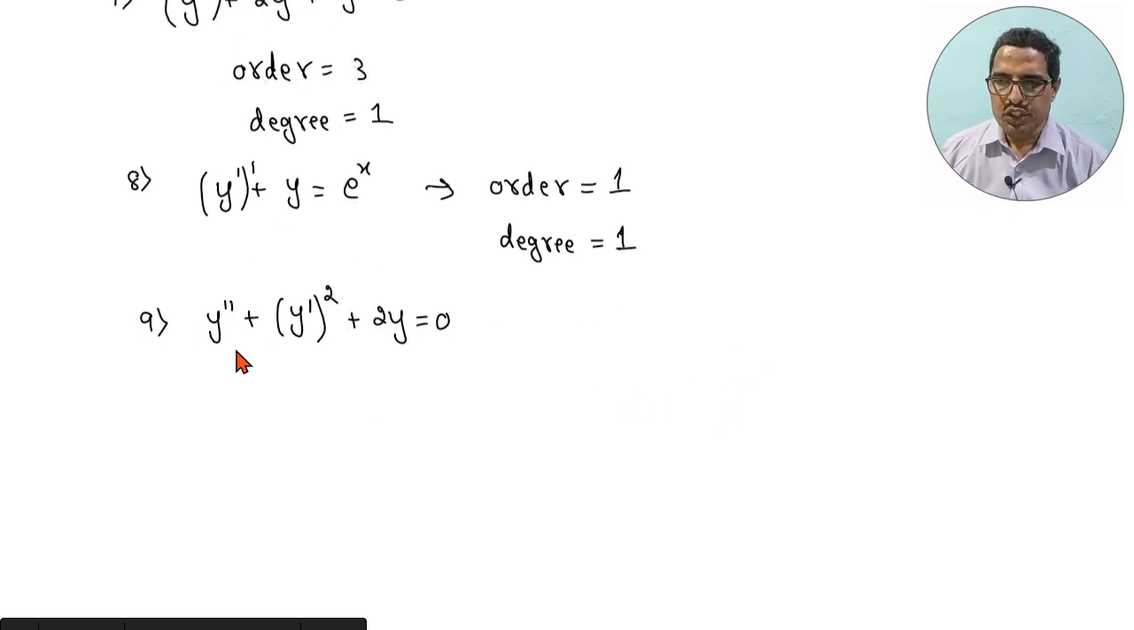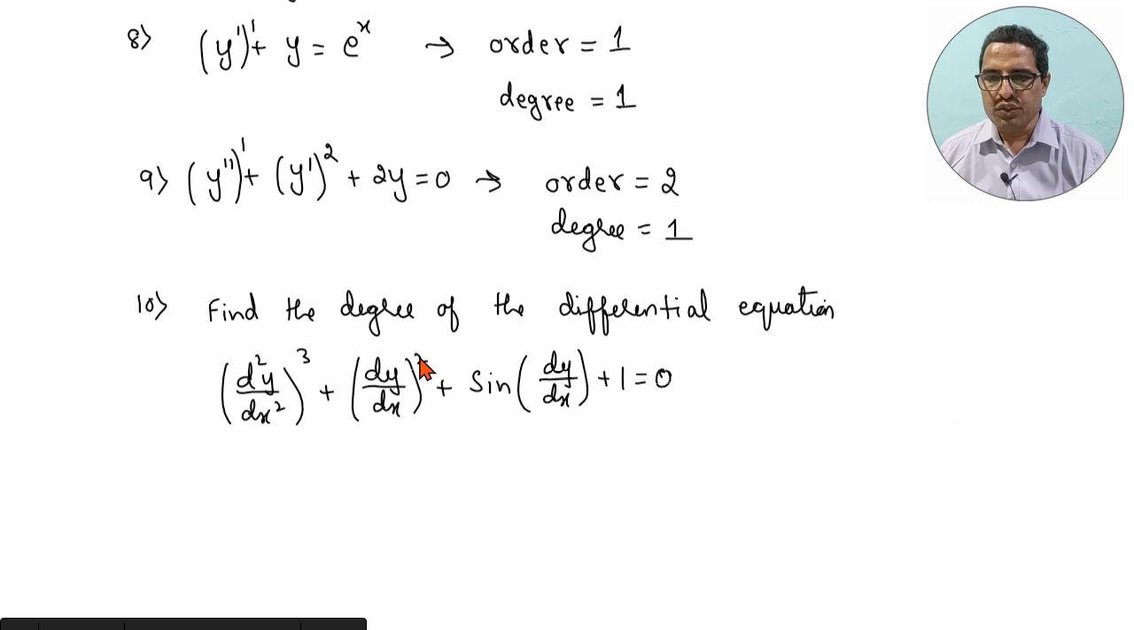The next differential equation is y'' + (y')² + 2y = 0. This differential equation is a polynomial function in the derivatives y', y''. Therefore, the degree is defined. Let us try to find out the order and degree of the given differential equation. If you try to observe, the highest order derivative is y'', which is d²y/dx². So this itself is the highest order derivative. Therefore, the order of the differential equation is 2. And what is the power of this highest order derivative? Power is 1. Therefore, the degree of the given differential equation is 1.